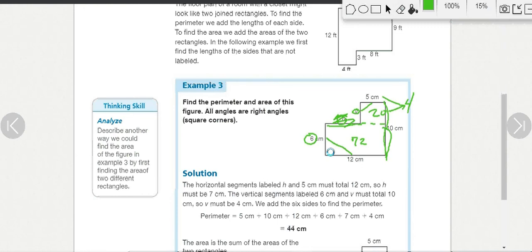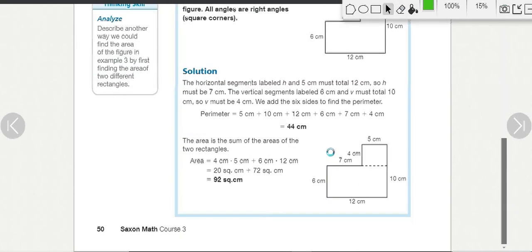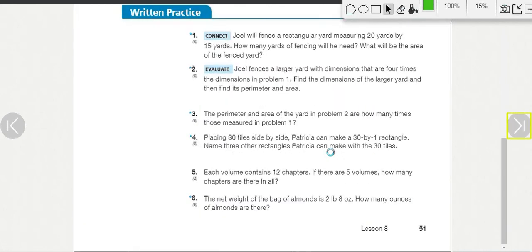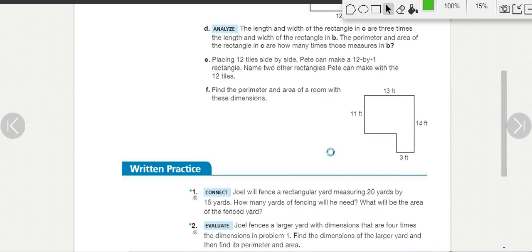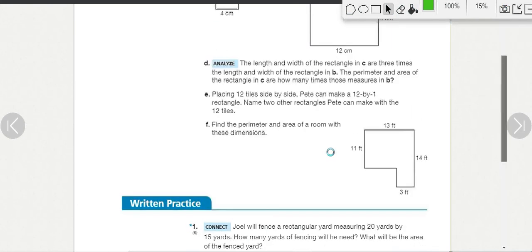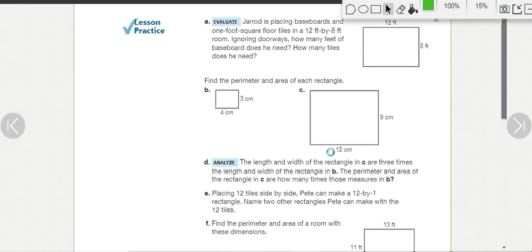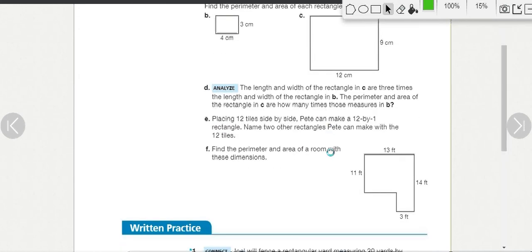Perimeter is just distance around, so that was just 44. Did I get 92? Yep. Remember, it's square centimeters, little 2. They've got one kind of like that in letter F, so we'll definitely want to do letter F. We'll also do letter B. So do letter B as well as letter F.